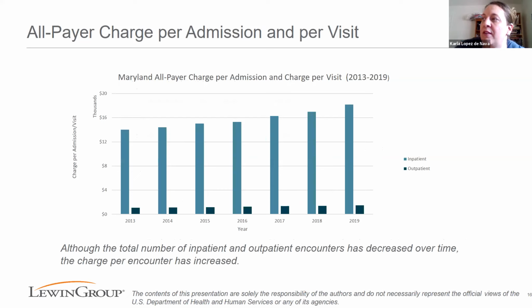We showcase here how the charge per admission and per visit has been increasing, because we know that although the total number of both admissions and outpatient encounters has decreased over time, the charge per encounter has increased steadily over time, and this is equal for both inpatient and outpatient encounters.